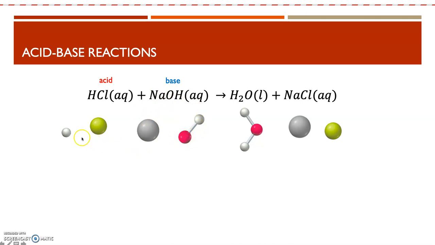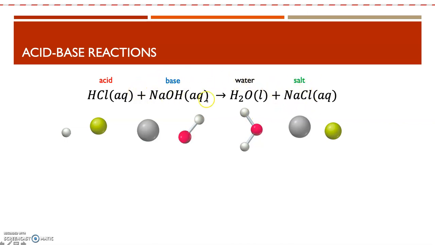The reaction that's actually occurring here is that these protons, or the hydrogen ions, are going to react with hydroxide to make water. And then what's left over is the sodium and the chloride ions, and this makes what we call a salt. So most acid-base reactions will result in water and a salt.